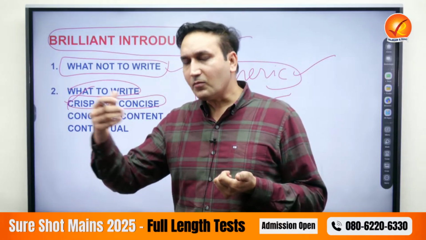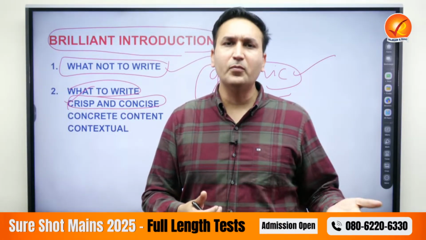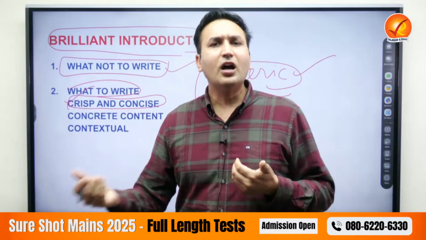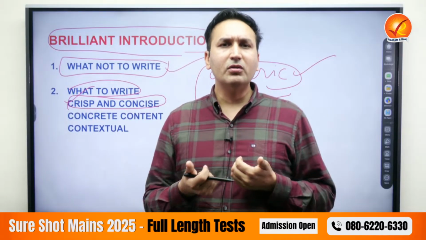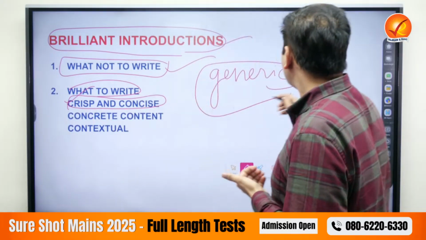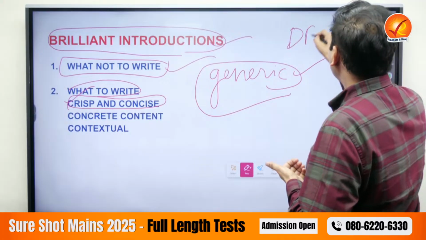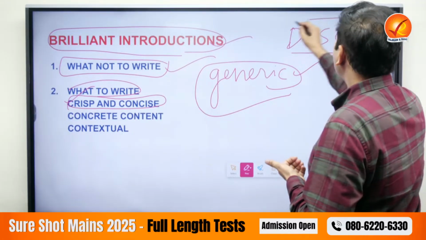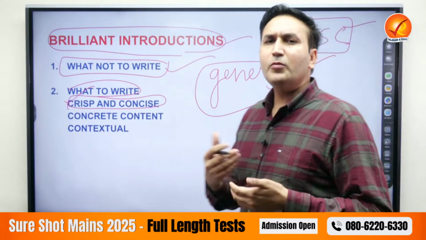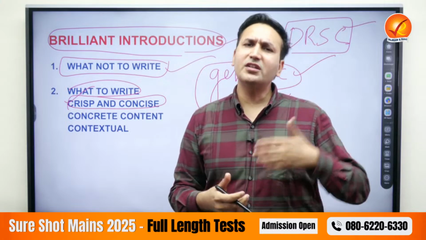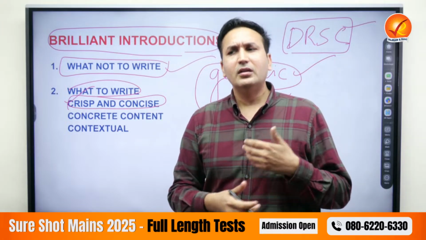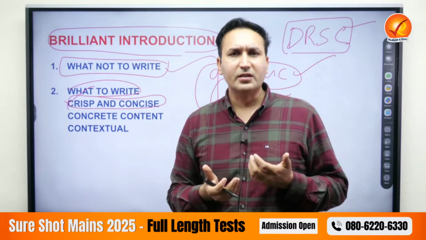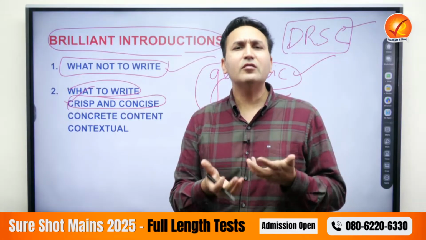You can start with some context. You can start with some Oxfam report, some data about inequality, some recent news about inequality. Or in this context, we took the example of department-related standing committees. Many students would write that these committees were established in 1993 and there are 24 in number and all those things. Basic information. Is that information asked?